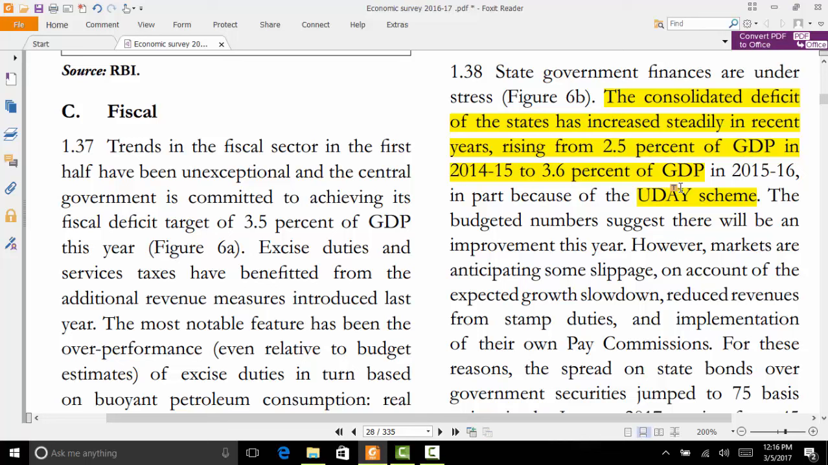Can this Udaya scheme have some impact on the balance sheet of the banks? Yes. And the balance sheet of the banks, or you can say the credit flow to the private sector. Uday's scheme has an impact on the credit flow to the private sector.